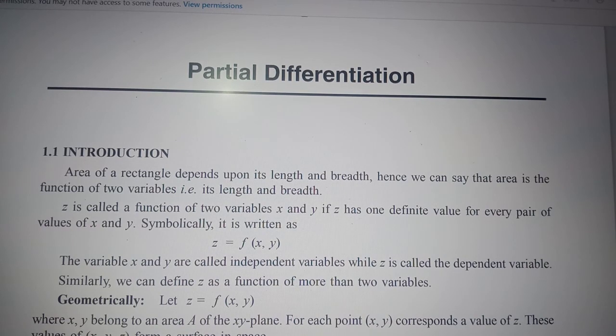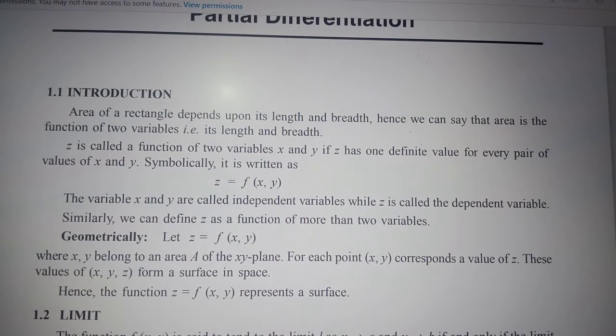Z is called a function of two variables x and y if Z has one definite value for every pair of values of x and y. Symbolically, it is written as Z is equal to f of x comma y. So Z is equal to f of x comma y means Z is a function of two variables x and y.